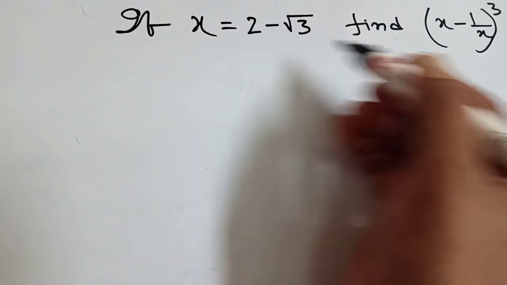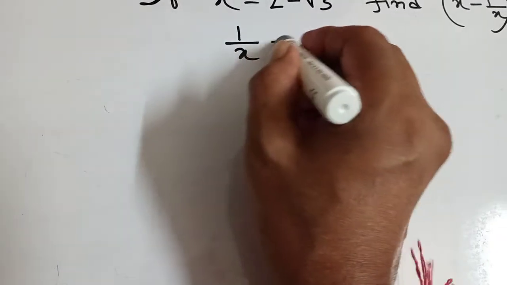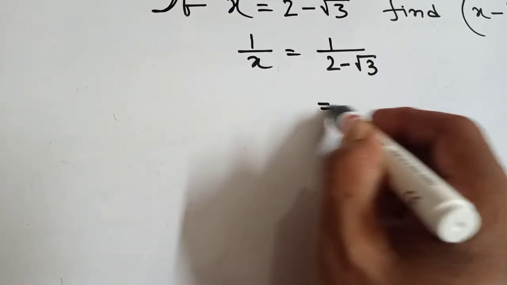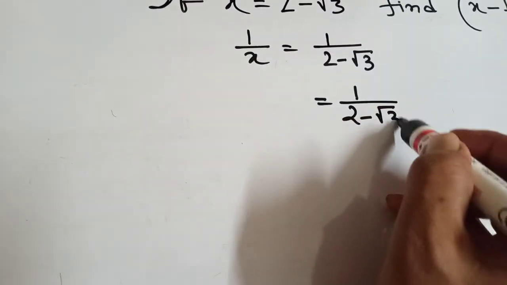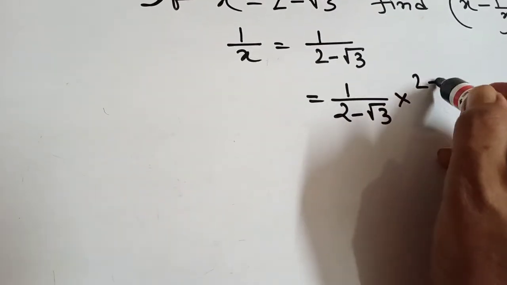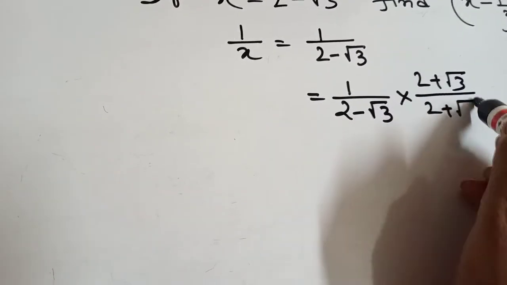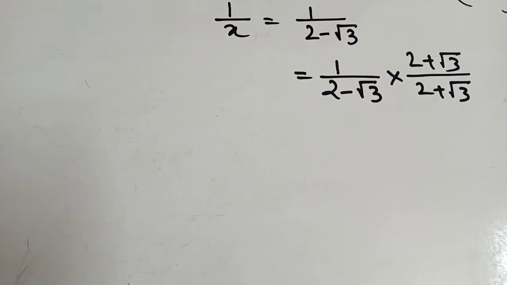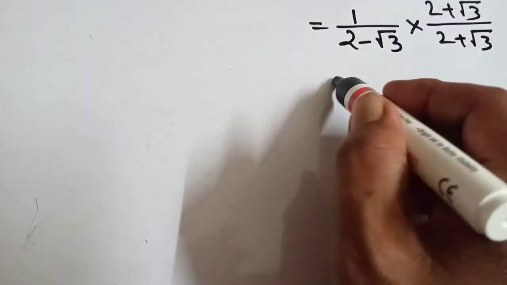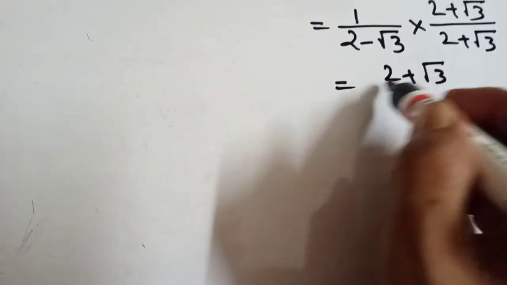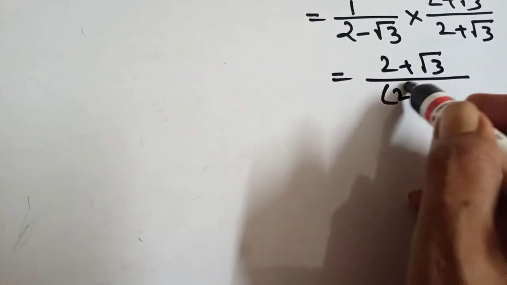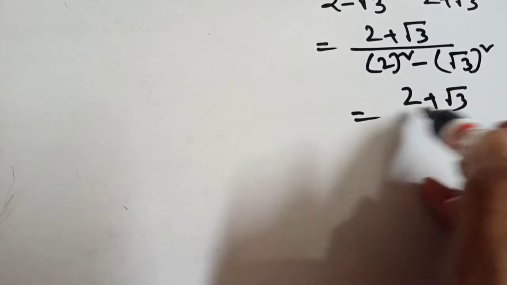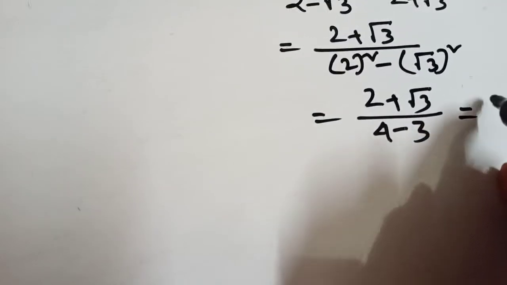1 by 2 minus root 3. At first you find 1 by x. 1 by x equal to 1 by 2 minus root 3. Now rationalize it, that means multiply numerator and denominator by the opposite sign of this, that means 2 plus root 3 by 2 plus root 3. Understand? Rationalize means you should multiply numerator and denominator by 2 plus root 3, then it will be this into this, that means 2 plus root 3 by (a plus b) into (a minus b), it will be a square minus b square, then it will be 2 plus root 3 by 4 minus 3, it will be 2 plus root 3.